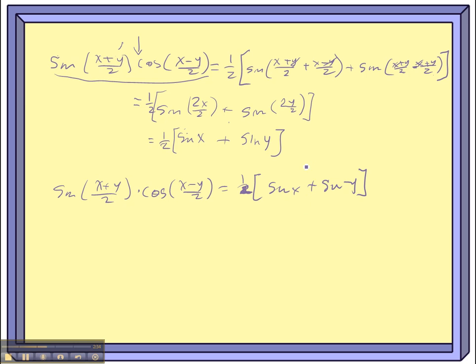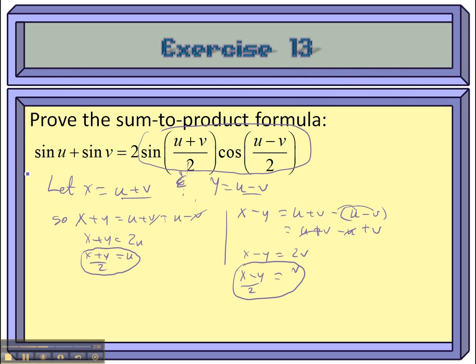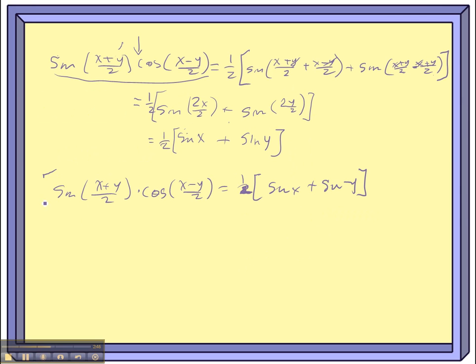And to make it look like, let me switch back over here, this exact formula, we have to get rid of the 1/2 and just multiply both sides so I can get the 2 over here on the product side. So if I just multiply both sides of this, look at the double bracket action, times 2. On the left side, I'm going to have 2 sine of x plus y over 2 times the cosine of x minus y over 2 equals, now the 1/2 and the 2 will cancel out, leaving me with just the sum sine x plus sine y.